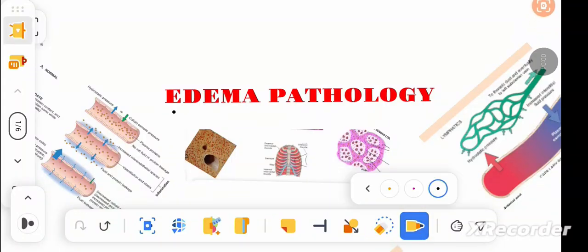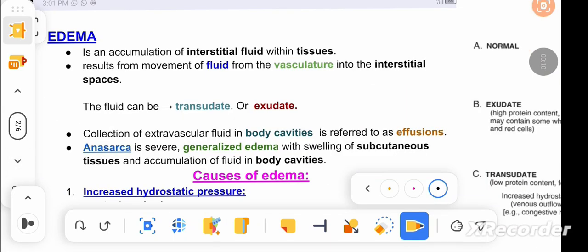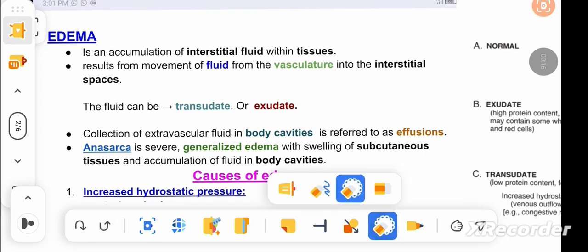In this video, we're going to look at edema pathology. So, edema is simply an accumulation of interstitial fluid in tissues. Okay, it's simply accumulation of interstitial fluid within tissues. This accumulation results from movement of fluids from the vasculature into the interstitial spaces, that is the spaces which surround the cells. So from the blood vessels, the fluids are accumulating in the interstitial spaces.